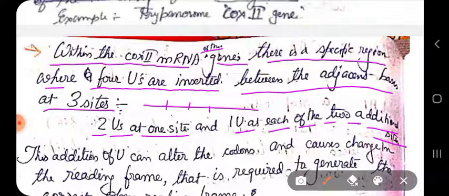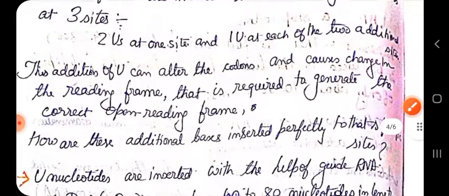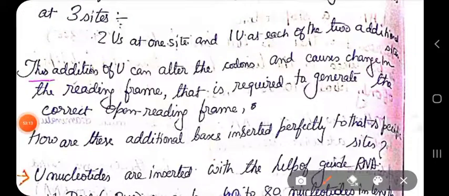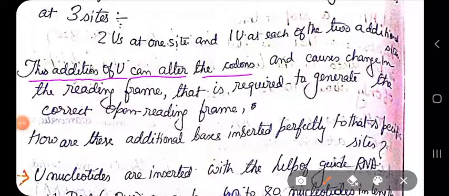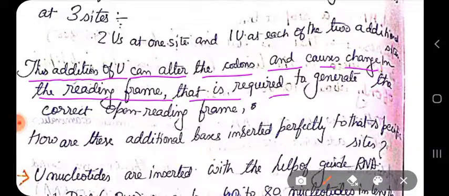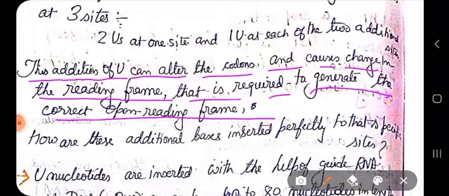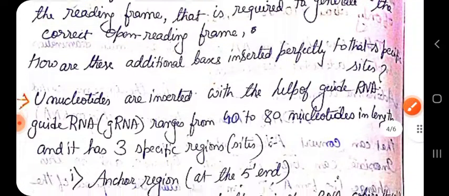With the help of the diagram, you can see that within the three sites, four uridines can be added within the COX2 mRNA. In addition, this addition of U can alter the codons and cause a change in the reading frame, which is required to generate the correct open reading frame. Because whichever sites you add uridine at, it will ultimately change the open reading frame and the codons also.